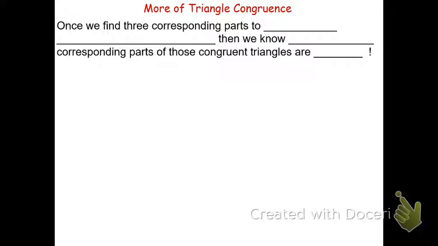Now, once we find the 3 corresponding parts to prove the 2 triangles are congruent, then we know that really all 6 parts are going to be congruent. If you can prove that you have congruent triangles using your 3 pieces, well then the other 3 pieces also have to be congruent, corresponding to the other triangle.